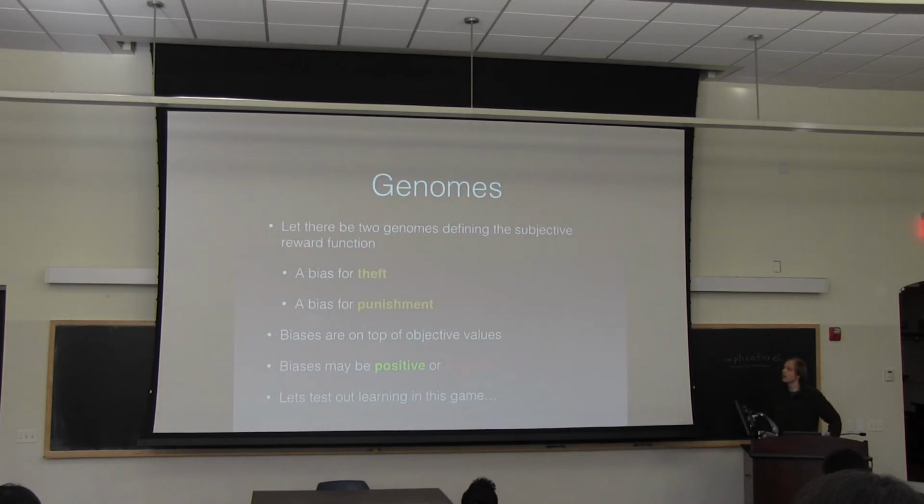OK, and so if we have this evolution operating on the subjective reward function, we're going to imagine a genome that basically has 2 values. One is a bias for theft, and one is a bias for punishment. We're going to assume for simplicity that these biases go on top of the objective reward function, because we're interested in whether evolution is just going to say, yeah, use the objective reward function, or if it's going to bias things in some way. And these biases can be either positive with respect to the objective value or negative with respect to the objective value. So we can test this out.